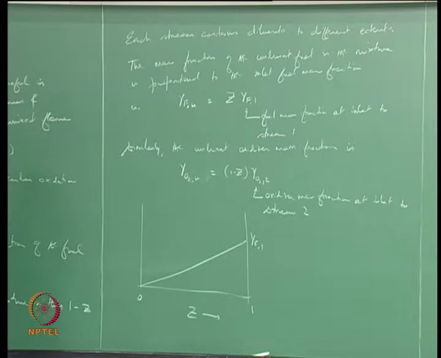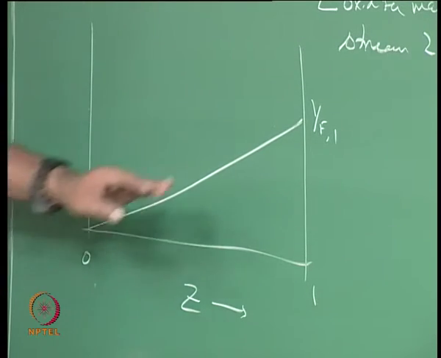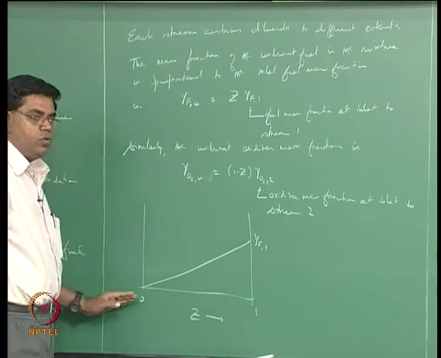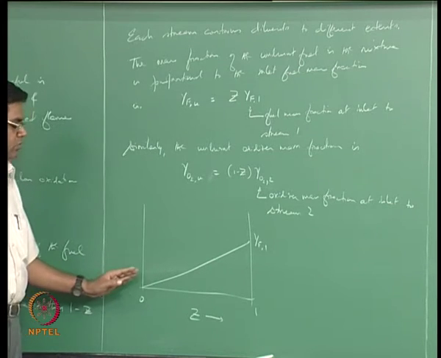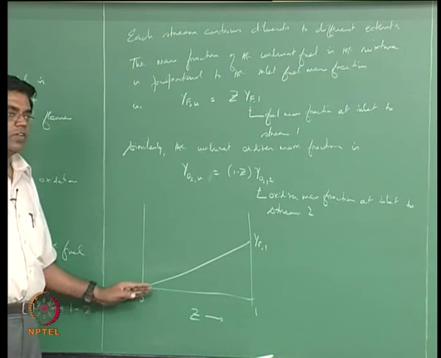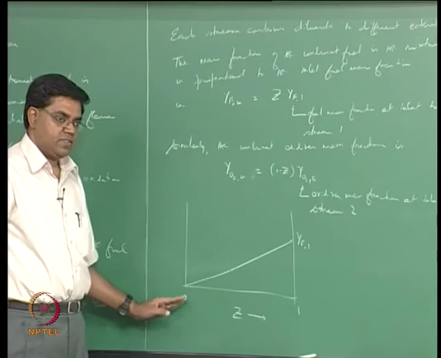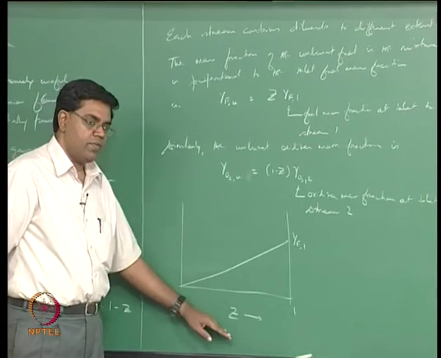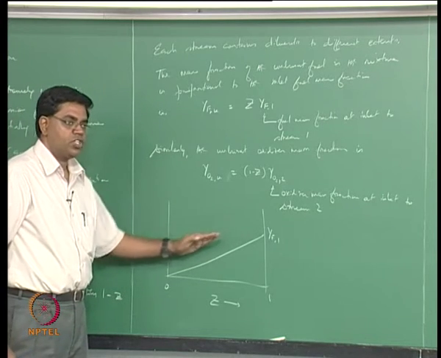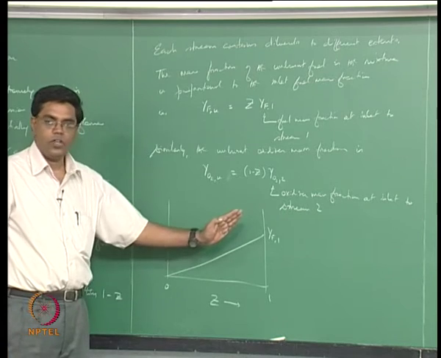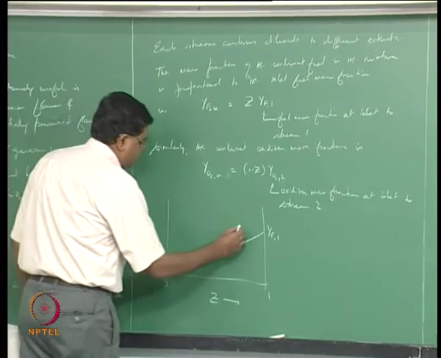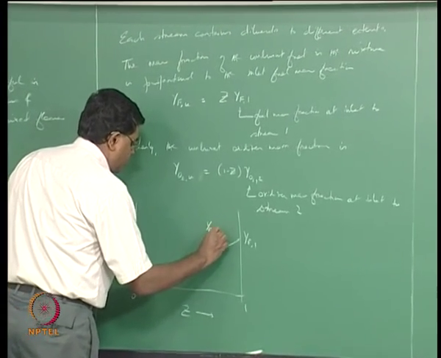This is to say, in the mixing field, at the inlet, you would have only oxidizer in the oxidizer stream, and you will have no fuel at all in it. You would have YF1 in the fuel stream, and no fuel in the oxidizer stream. And anywhere else in the mixing field, you would now have a mixture fraction having different values, and corresponding to that, the fuel mass fraction would lie on this line, essentially, all right.